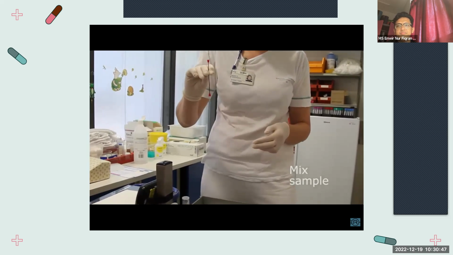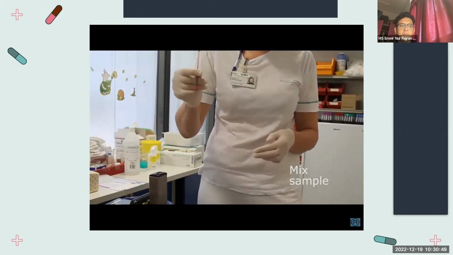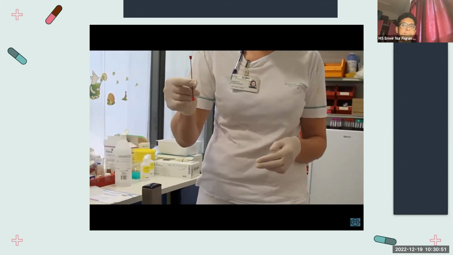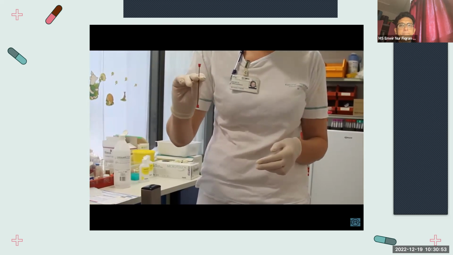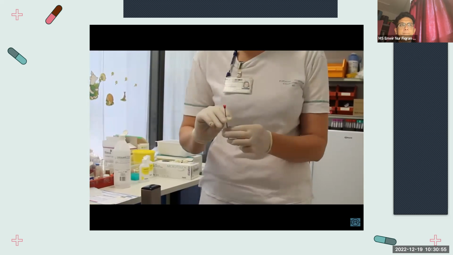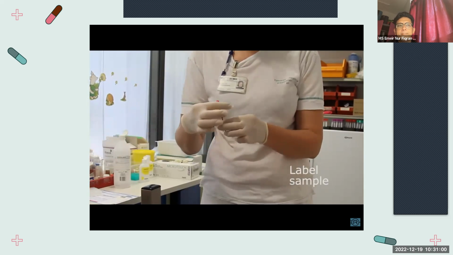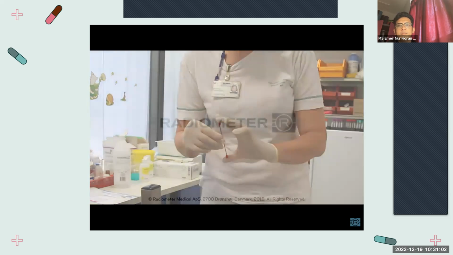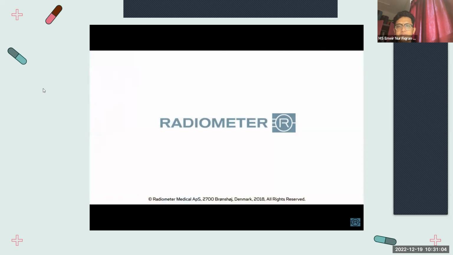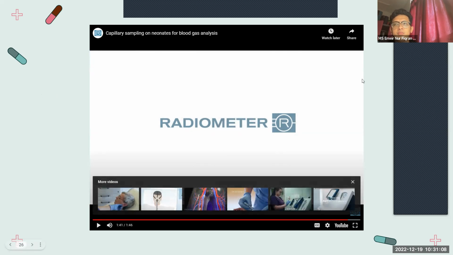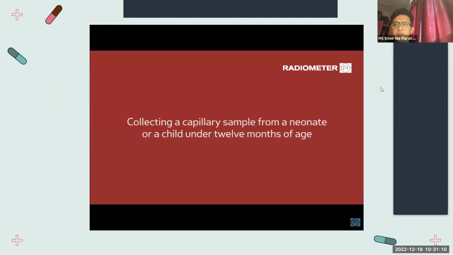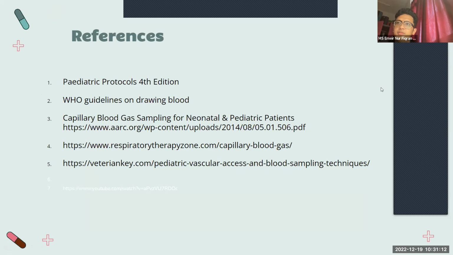Mix the sample thoroughly by inverting it slowly. Using a magnet enhances the mixing. Label the capillary tube with patient ID and immediately transport the sample to the blood gas analyzer. So that's all from this part of the presentation.